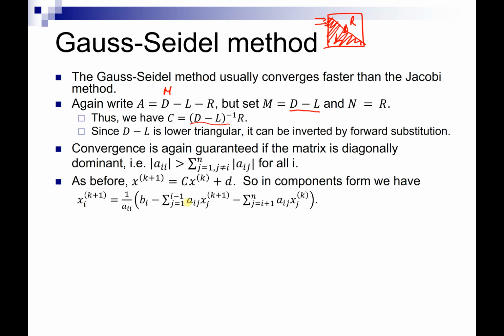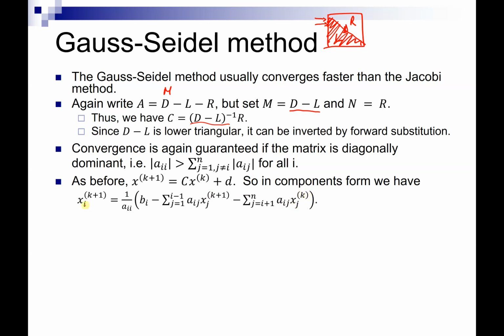And when you do this for i equals 1, then actually you don't have any terms over here. The only terms are over here. So we need to add this up for j equals 2 up to n. And this is only relying on the values that we computed from the previous iteration, x of k. So to compute x of k plus 1 sub 1, we only need values from x of k.